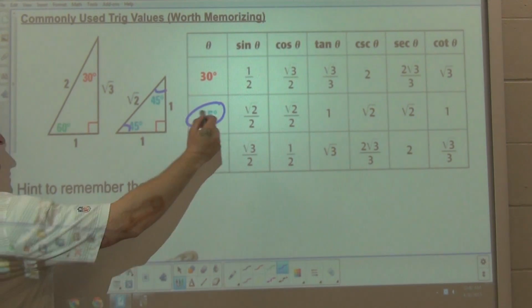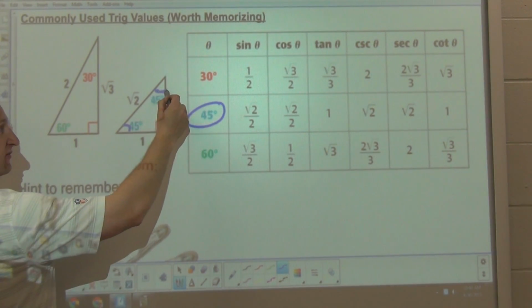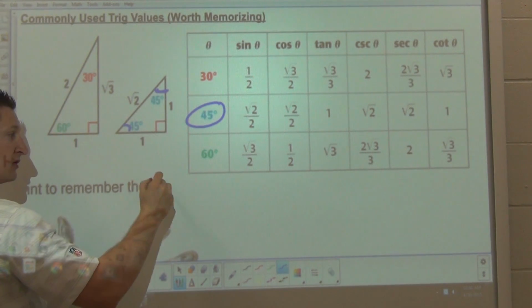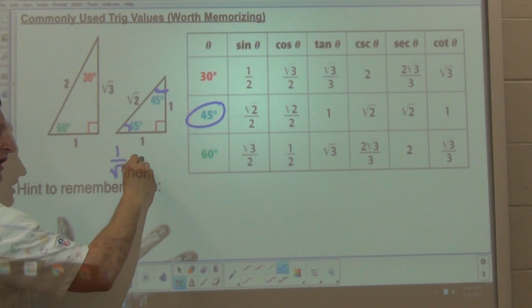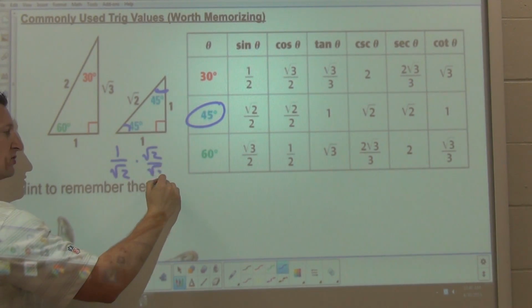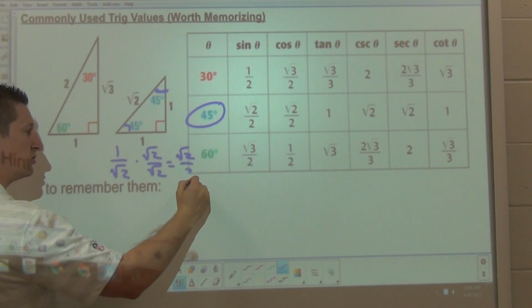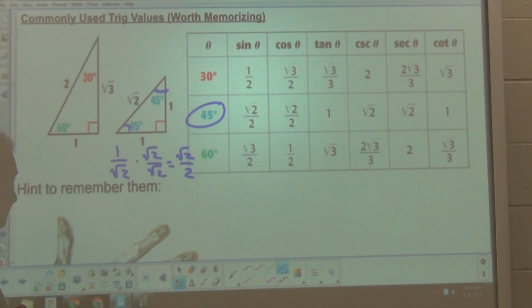Then if I were to find the sine of each of those, the sine of this 45 would be the opposite side, which is 1 over the square root of 2. I need to simplify that, so I multiply by the square root of 2 over the square root of 2, which turns into the square root of 2 over 2, which is the value you see there.